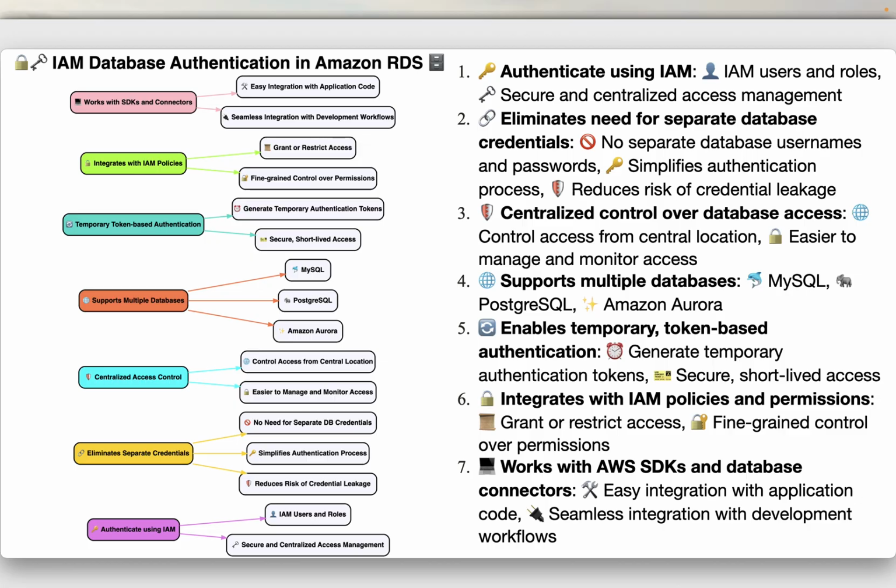Seventh, works with AWS SDKs and database connectors. IAM database authentication seamlessly integrates with AWS SDKs and database connectors, making it easy to incorporate in your application code and development workflows.